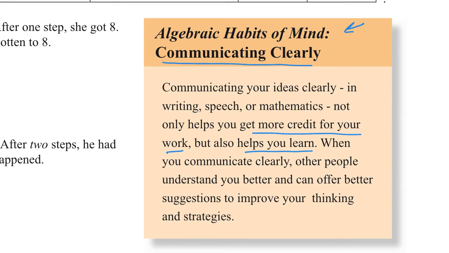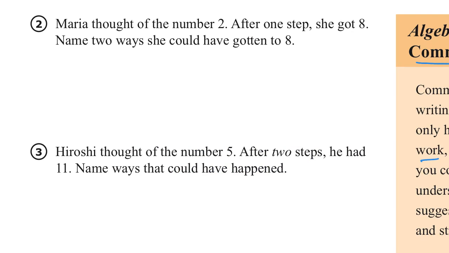So it's those ideas of explaining how you solved something and someone else can say, oh yeah, that's really interesting, but I solved it this way. Does that work as well? And when you're doing that, you are both learning a lot more and working on your communication skills as well as your algebra skills. Okay, on to number 2. Maria thought of the number 2. After one step, she got 8. Name 2 ways she could have gotten to 8. One way she could have done it was to add 6. And I want you to come up with your own second way that she could have done it, and start again when you're ready.